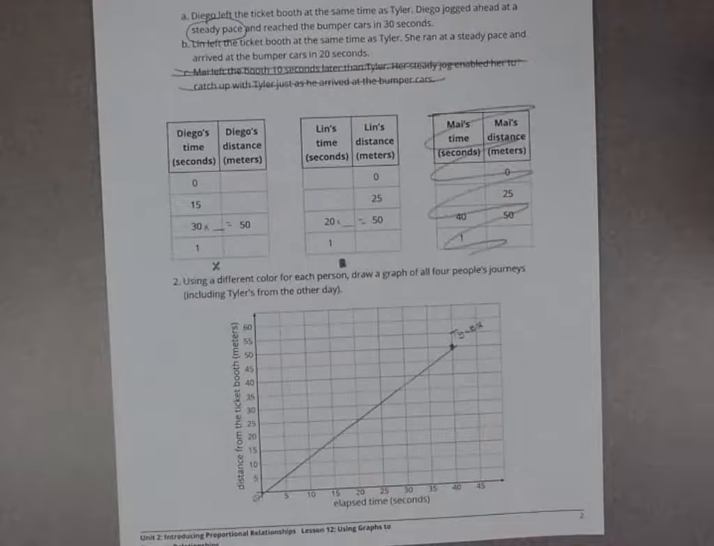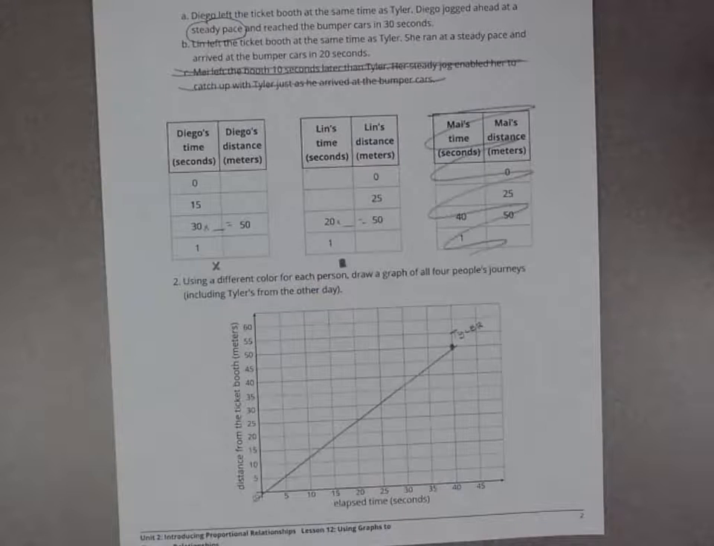About 30 times length equals 50. So work back. You think about it like this. Again, use different symbols for Diego and for Lynn.